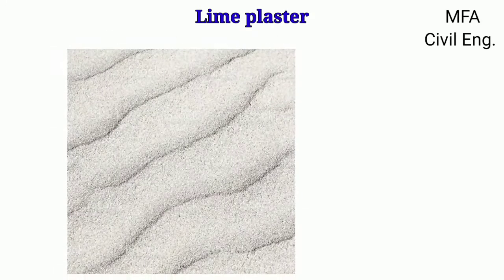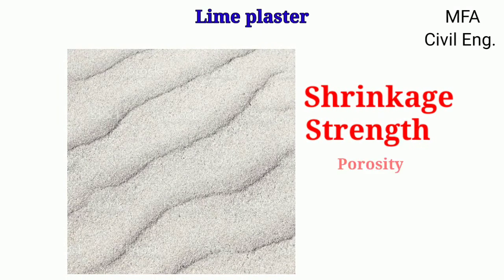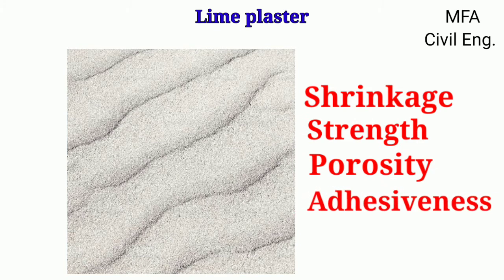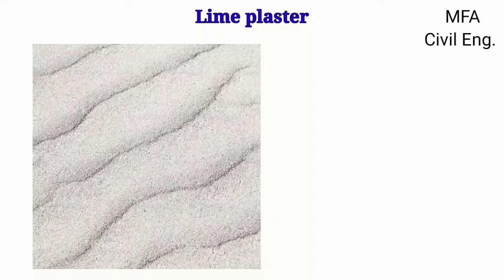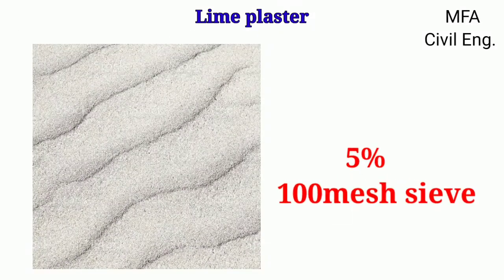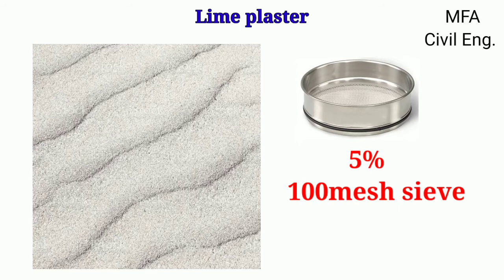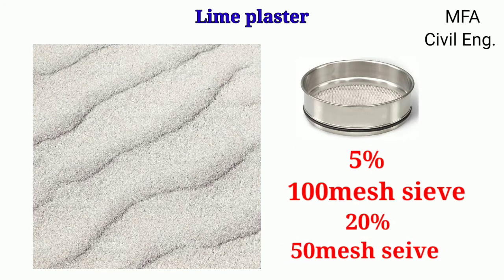Sand proportion in a lime plaster controls various properties such as shrinkage, strength, porosity and adhesiveness. Fine sand is more suitable for making the plaster. Sand should not be too fine, and it should not pass more than 5% through a 100 mesh sieve or more than 20% through a 50 mesh sieve. This should be the gradation of sand for making the plaster more effective and durable.